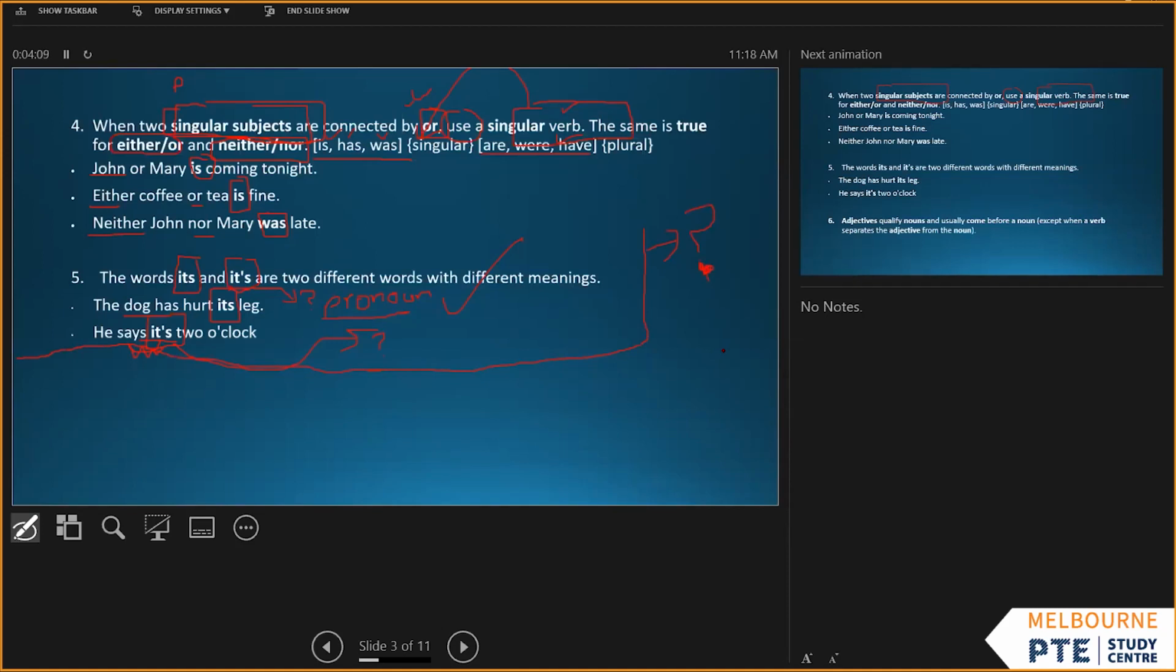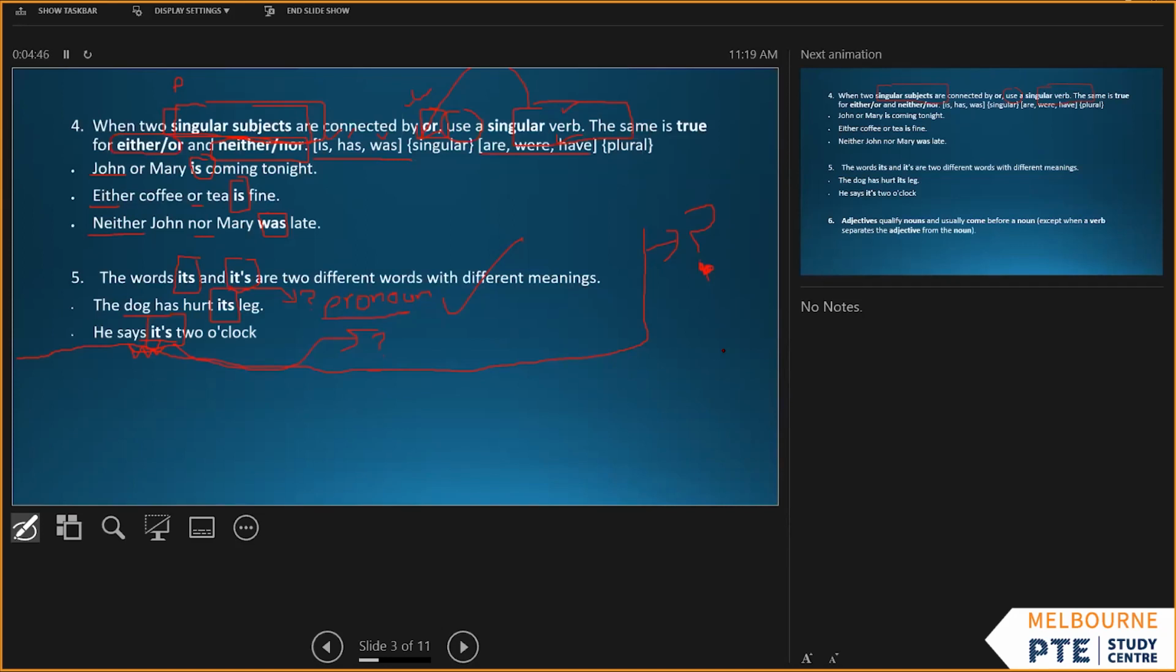Meaning of both? Sorry, can you repeat? Like it's and its? No, the meanings are a bit different. When you say the dog has hurt its leg, its means the dog, replacing the dog, or at times it can replace names of other things as well. Whereas in the second case, when I say it's 2 o'clock, it is being used to state a general fact. The same goes for the word it as well.